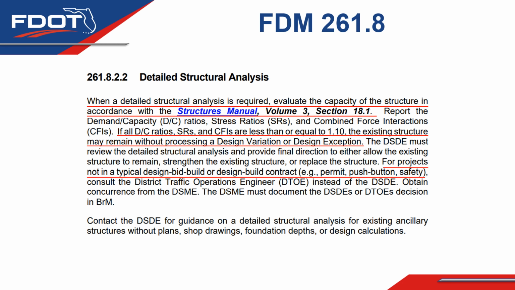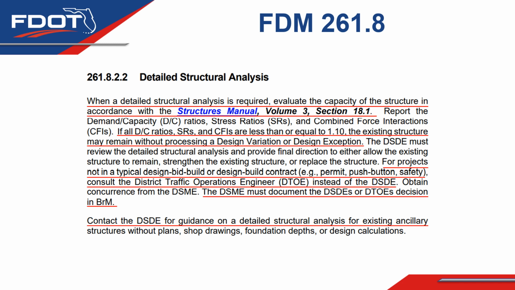Now for projects not in a typical design bid build or design build contract, for example, a permit project or a push button or safety project. Typically, the district traffic operations engineer is the one making these safety improvements instead of the district structures design engineer. So whatever you do, you must obtain concurrence from the district structures maintenance engineer, DSME, and that DSME must document this decision in the BRM.